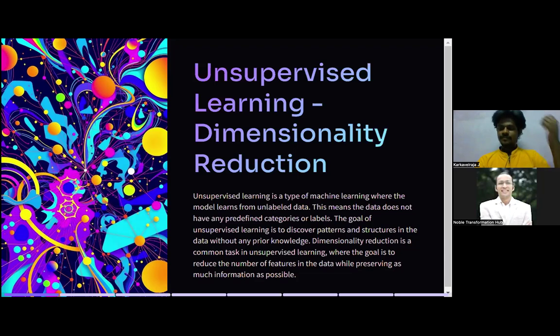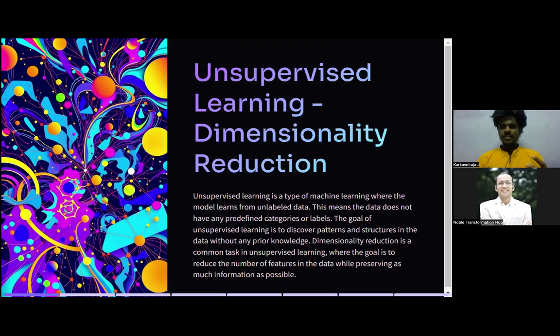So dimensionality reduction is a common task in unsupervised learning where the goal is to reduce the number of features in the data while preserving as much information as possible. So we have to remove the features which are not necessary. This is how you need to remember dimension: some dimensions we reduce. That is what dimensionality reduction is. We reduce some dimensions from the data which are not relevant and which will not impact the model. Okay, so that is what it is. Let's move to the other slide.